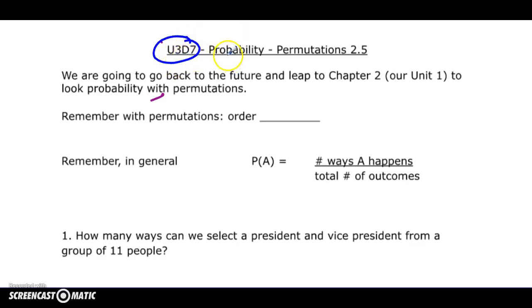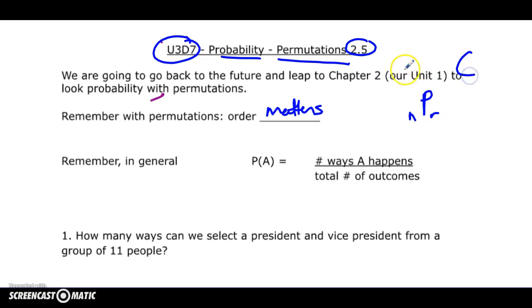U3D7. So we're looking at probability, and we're going to look at permutations, and then tomorrow we're going to look at combinations, and then we're pretty much done. So permutations with probability, the key to this is permutations. Don't forget that order is important, or order matters. And so these are the P questions. Remember those, right? So the P questions, as opposed to C. Now C questions are coming up tomorrow.